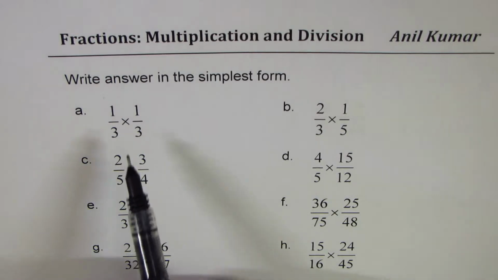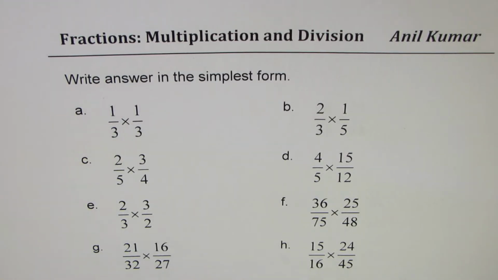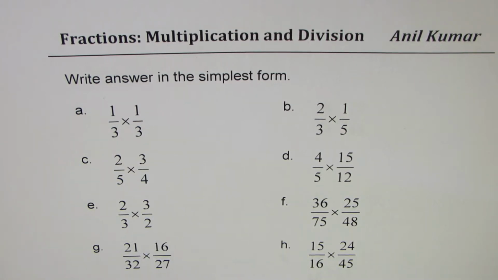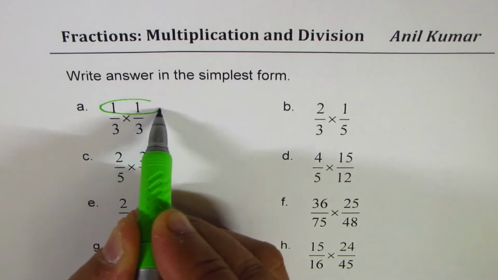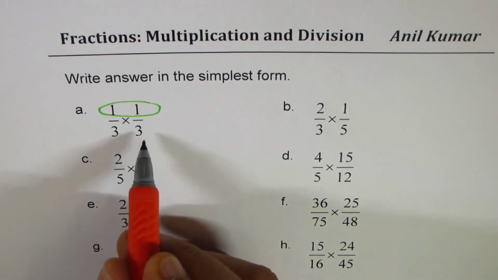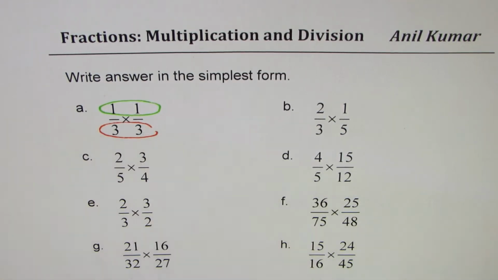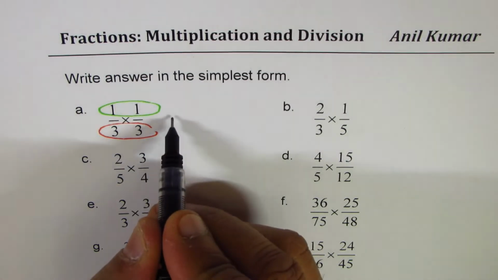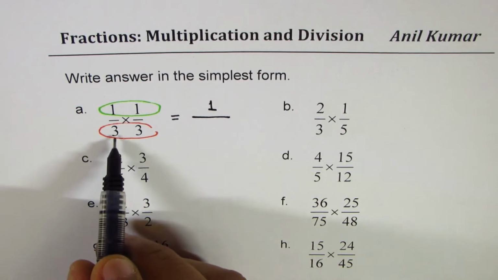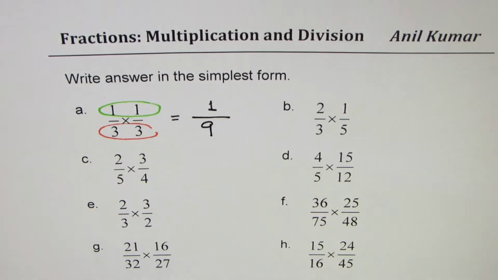The very first one here is 1 over 3 times 1 over 3. Now, whenever you multiply fractions, you have to multiply numerator with numerator and denominator with denominator. That is to say, multiply these two terms, write their answer, and also multiply the ones in the denominator, right? So these are the denominators. So once you multiply, what do you get? 1 times 1 is 1 and 3 times 3 is 9. So 1 over 9 will be your answer. So I hope the process is clear.